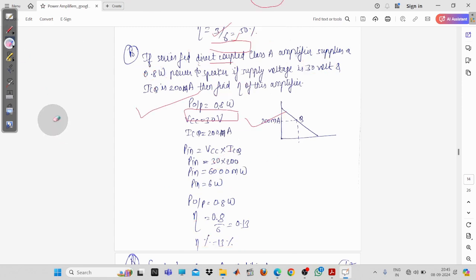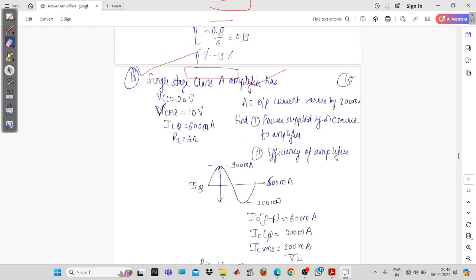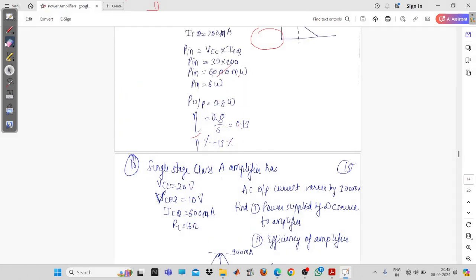Now, moving towards the next question. This is a single stage class A amplifier, which has VCC of 20 volt. Then you have VCEQ of 10 volt. Obviously, this ICQ is 600 milliampere.